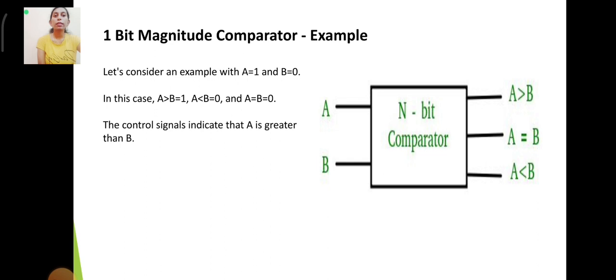1-bit comparator example. Let's consider an example with A is equal to 1 and B is equal to 0. In this case, A is greater than B is equal to 1, A is less than B is equal to 0, and A is equal to B is equal to 0. The control signals indicate that A is greater than B.